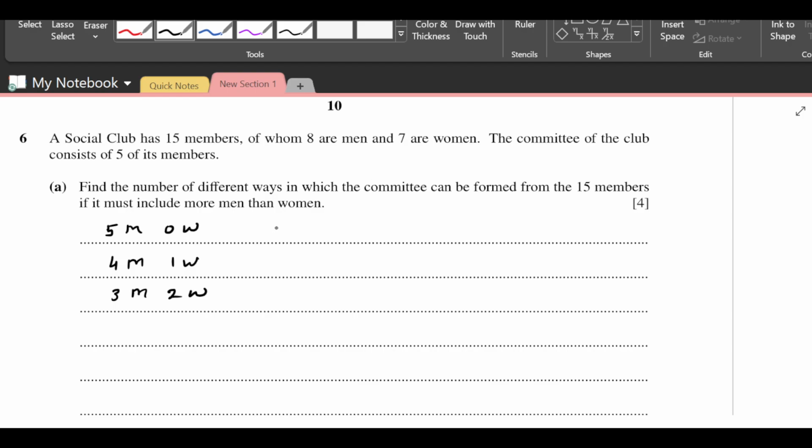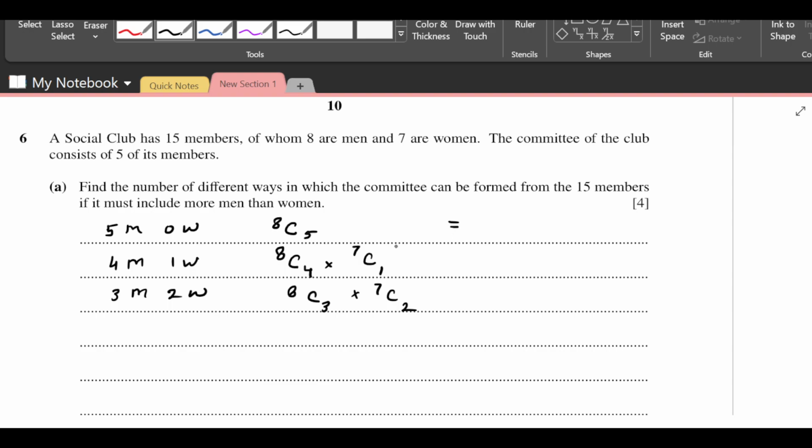So 5 men out of 8 men. Find the number of different ways. So out of 8 men, 5 men can be chosen in 8C5 ways. 0 women means 8C0, and 8C0 is 1. Then 4 men, so out of 8 men, we choose 4 men, and out of 7 women, we will choose 1 woman. Or here it is like out of 8 men, we will choose 3 men, and out of 7 women, we will choose 2 women.